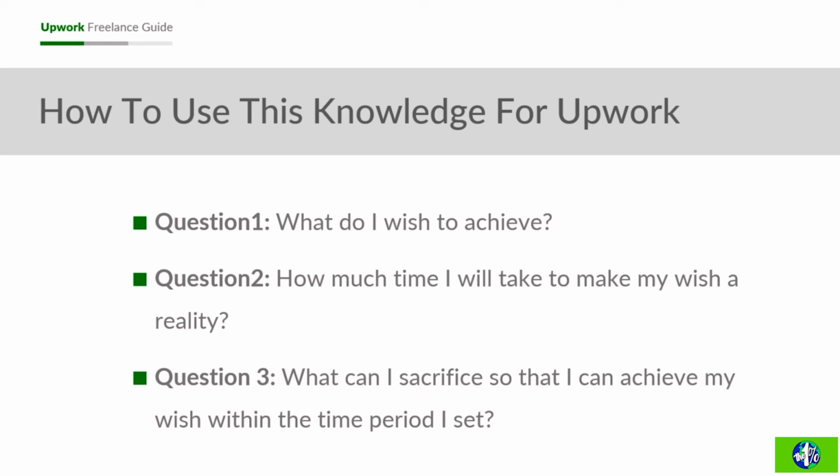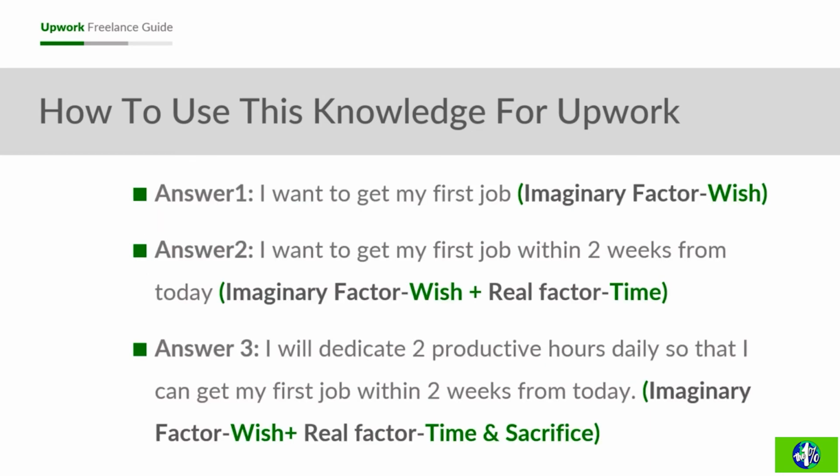The answers may be like this. For the first question, you may answer, I want to get my first job. So, this is what you wish to achieve, right? For the second question, the answer may be, I want to get my first job within 2 weeks from today. So, here you add up time with your wish statement. And finally, for the third question, you may answer, I will dedicate 2 productive hours daily so that I can get my first job within 2 weeks from today.